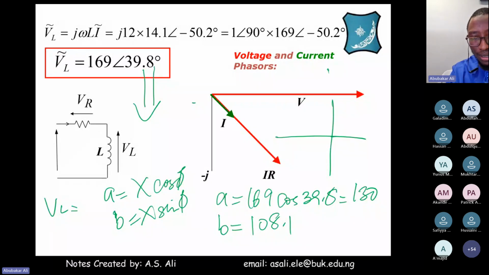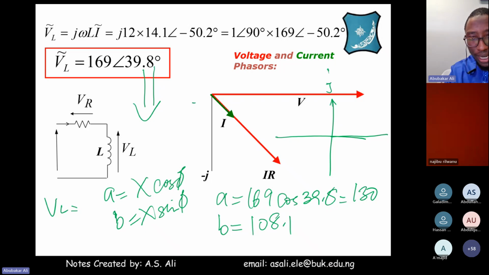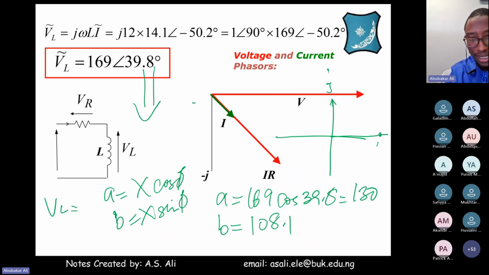This is the real, and this is the imaginary. J is here. Here you have the real. So for V, you know the A value is 130 and the B value is 108. So you can easily draw it, let's say this is 130 and this is 108. We can trace like this and we draw the resultant. So assuming this is V.